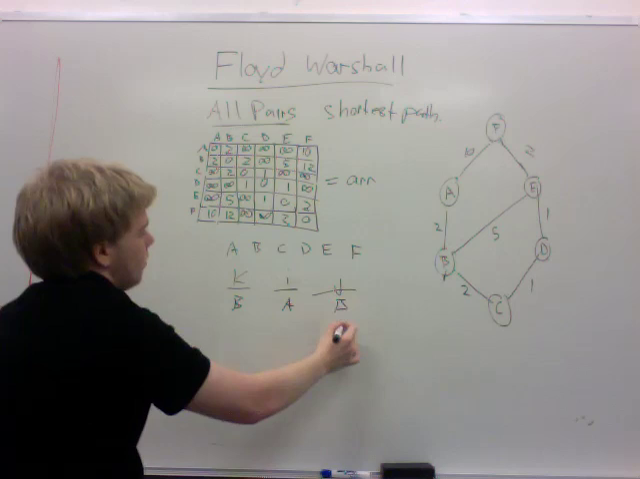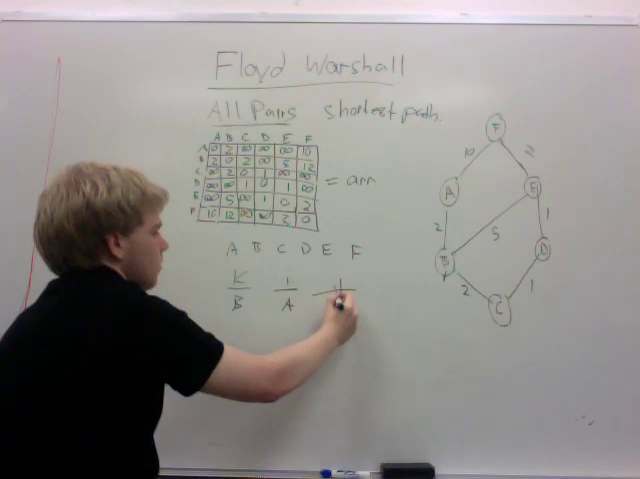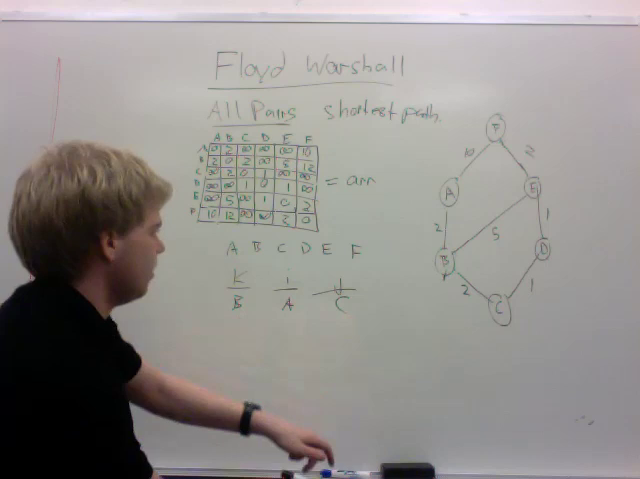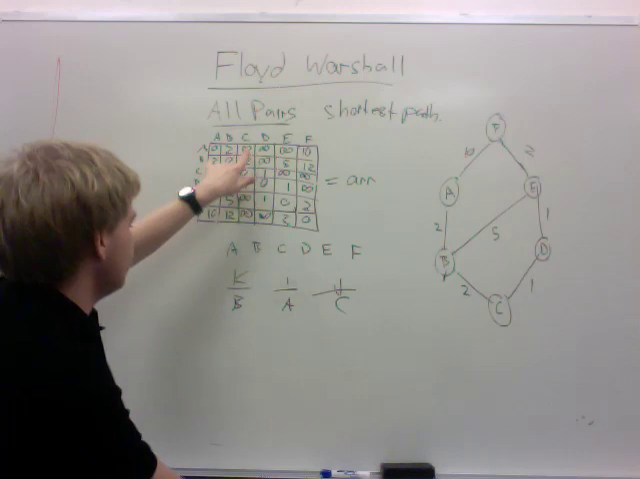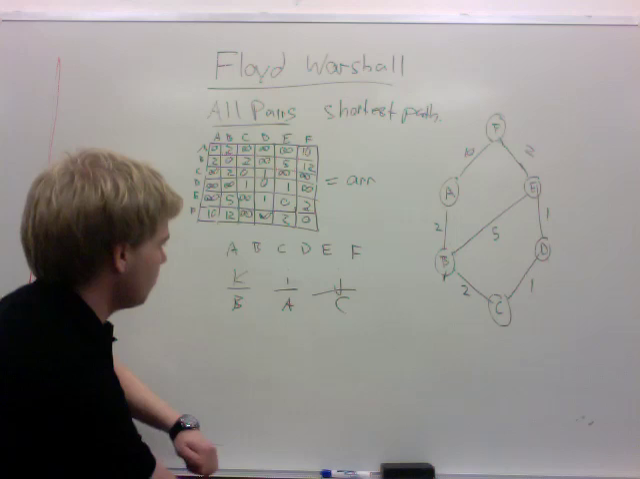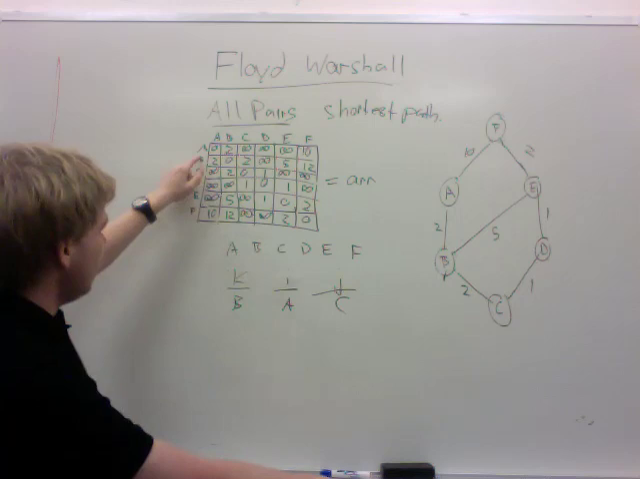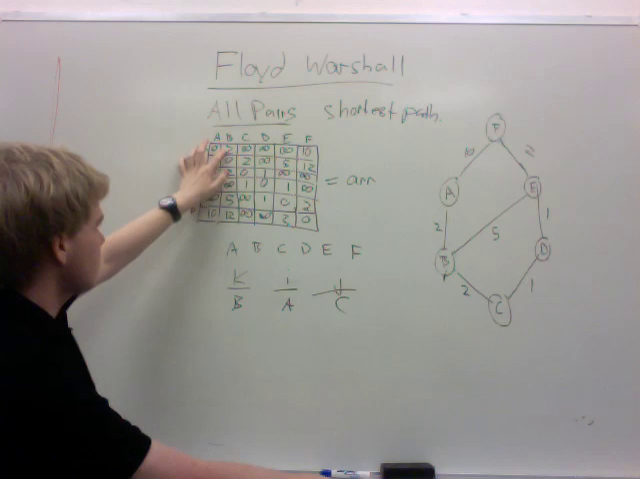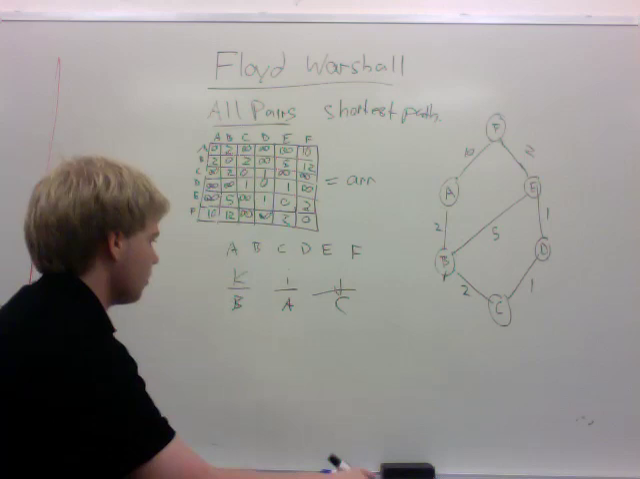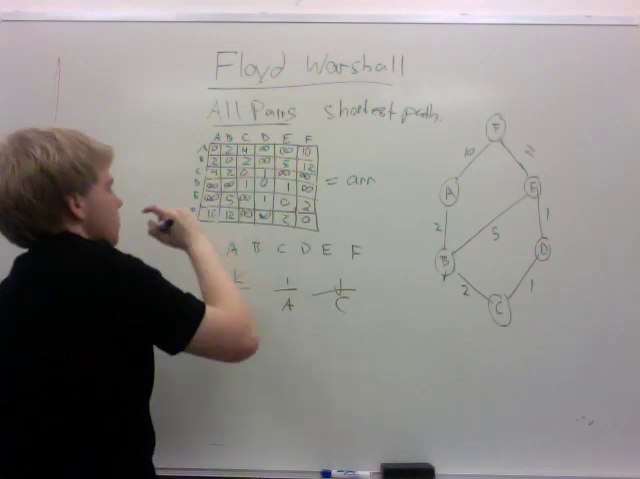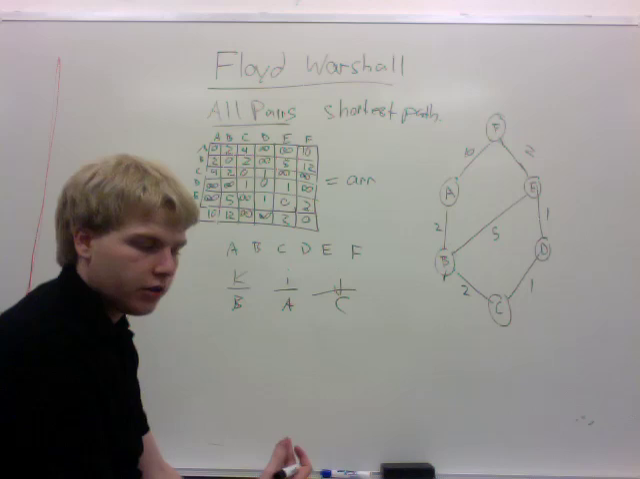Can we use B to help get from A to C? So right now, between A and C, we have infinity. So let's check if going from A to B and then B to C is going to help. So A to B, it's 2. B to C is also 2, so that improves it to 4. So A to C now becomes 4. So you can see we could just keep doing this and update all of these cells, and it's essentially going to find all the pairs of the shortest paths.